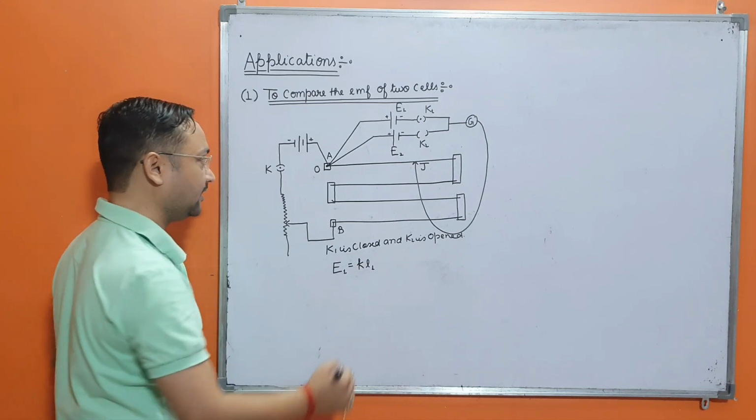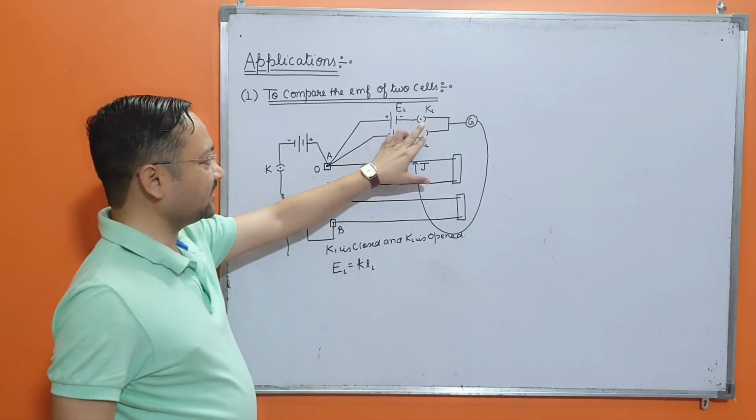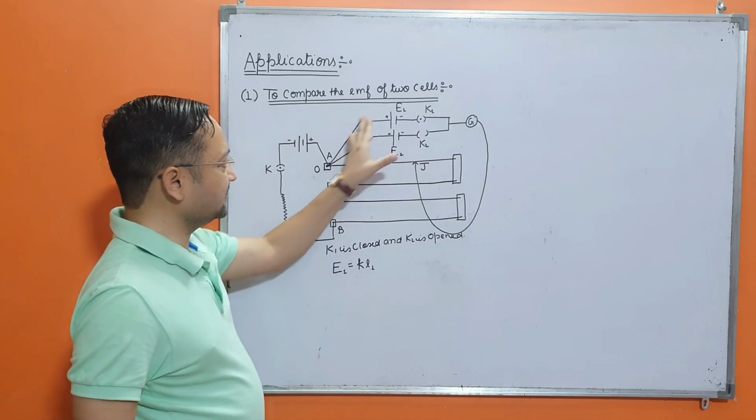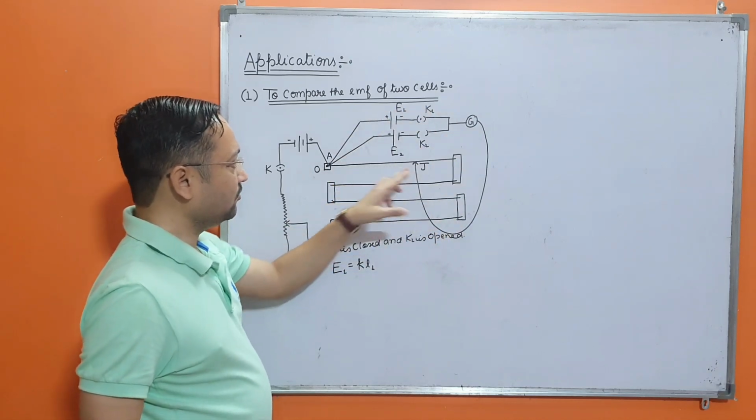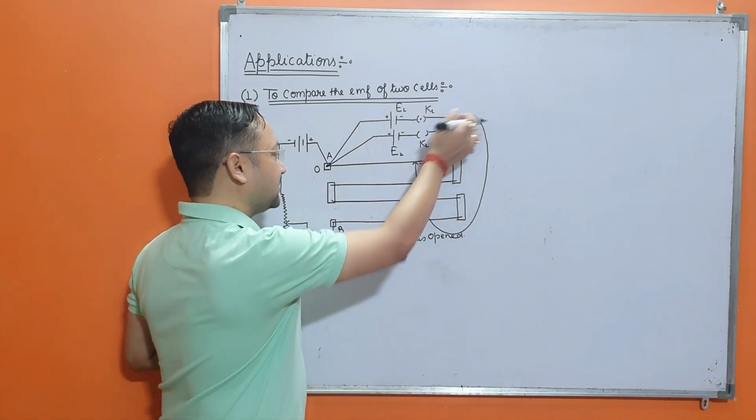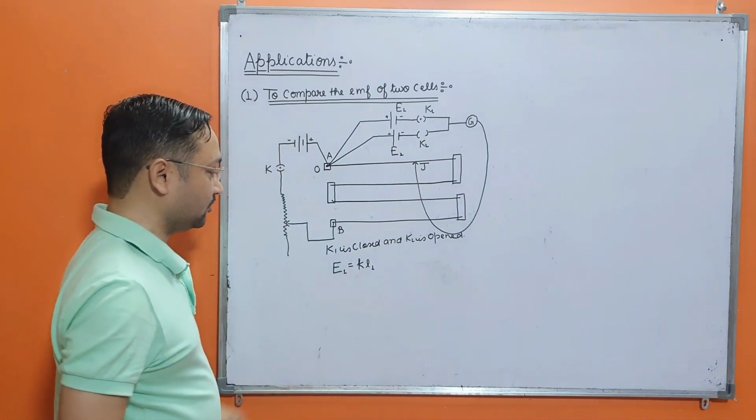We found the null point for the cell E1 only when the key K1 is closed. Only this cell will be in the circuit. Whatever the null point we are getting is for this cell only, therefore you can say that E1 is equal to KL1.